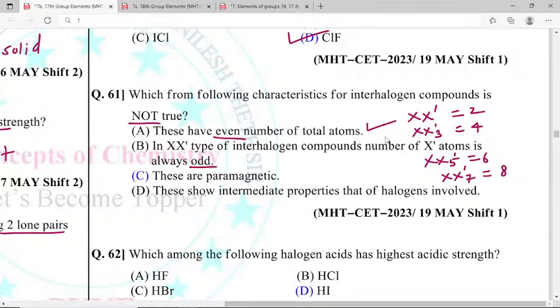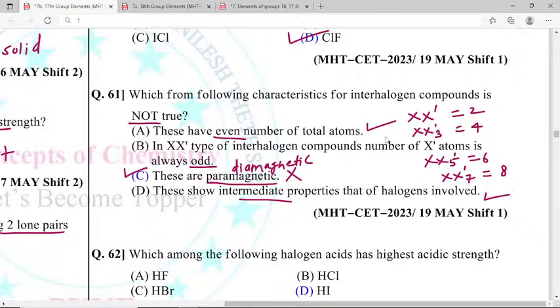These are paramagnetic. No, this is wrong actually. This is not true. This is diamagnetic, not paramagnetic. Always remember, interhalogen compounds are diamagnetic. It is not paramagnetic. So not true. These show intermediate properties of the halogens involved. Yes, it is correct.